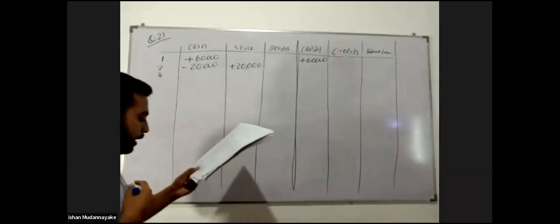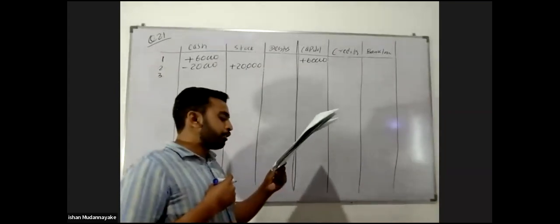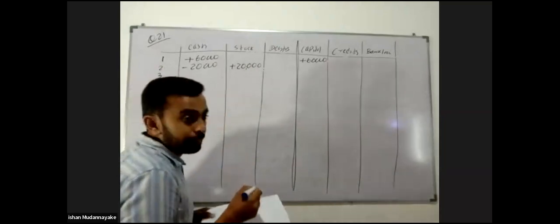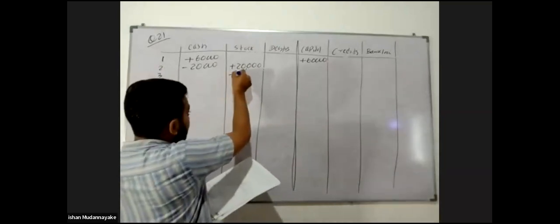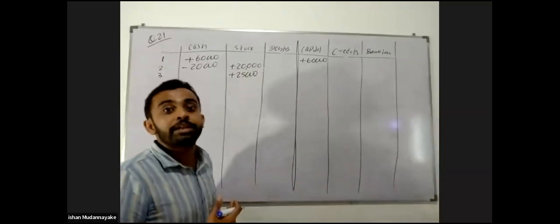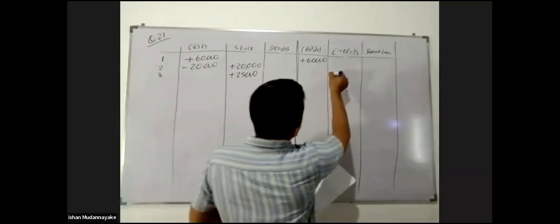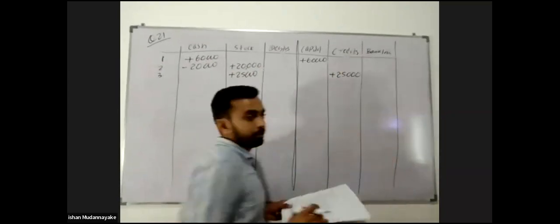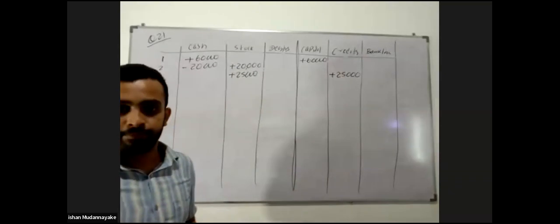Third one, purchase 25,000 stocks on credit basis. Our business purchased 25,000 stocks on credit basis. Then stock increases by 25,000. We received stock, but on credit basis. Then creditors increase by 25,000. Creditors, a liability, increase by 25,000.